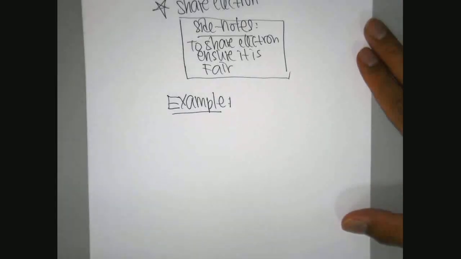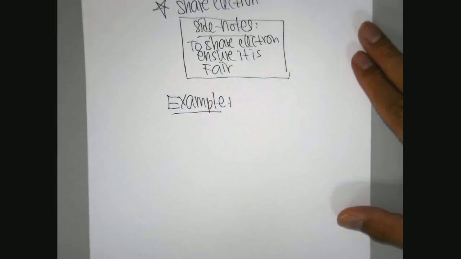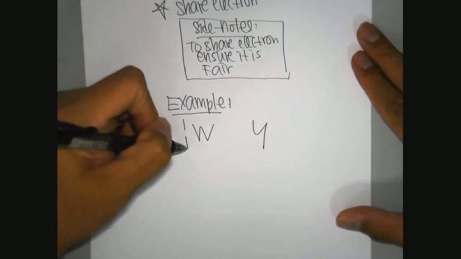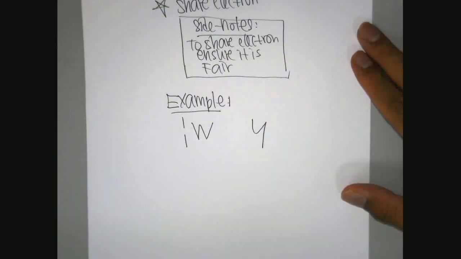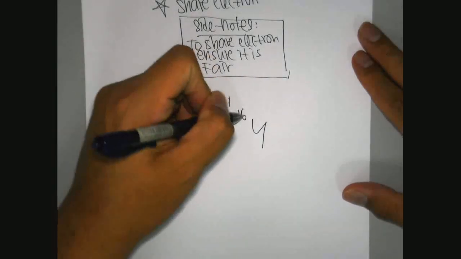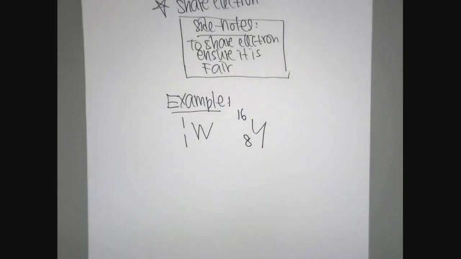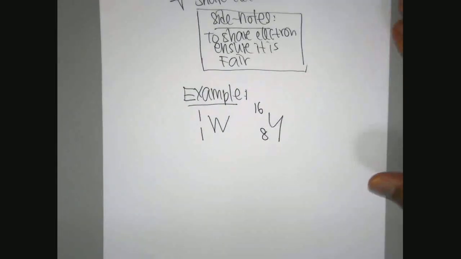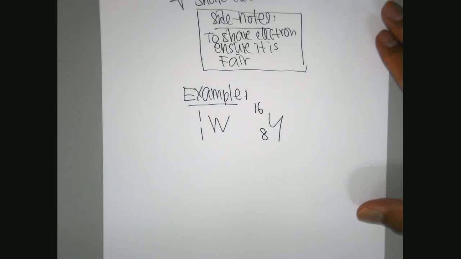Let's say we have a substance I call W, and W has proton number 1. Meanwhile, Y has proton number 16 and also 8. Let's try to work on these questions and see how this works. First of all, as usual, we begin the question by writing their electron arrangement.